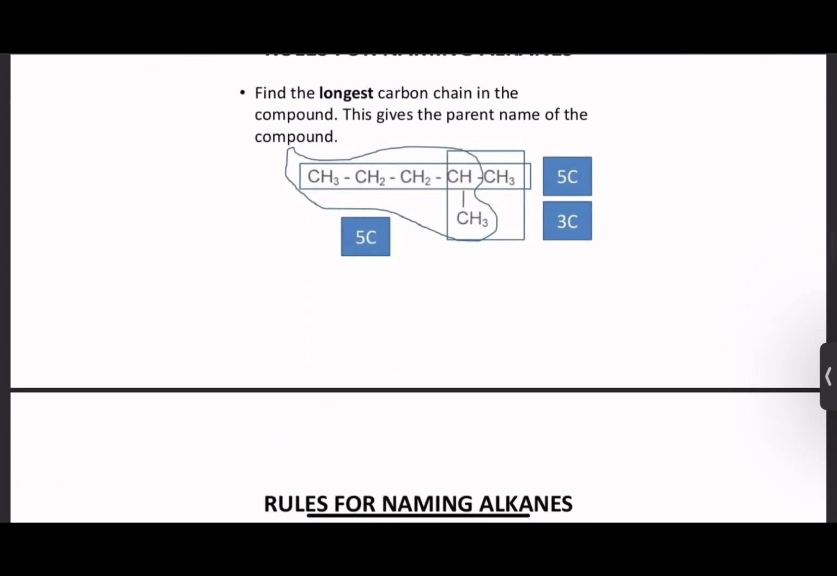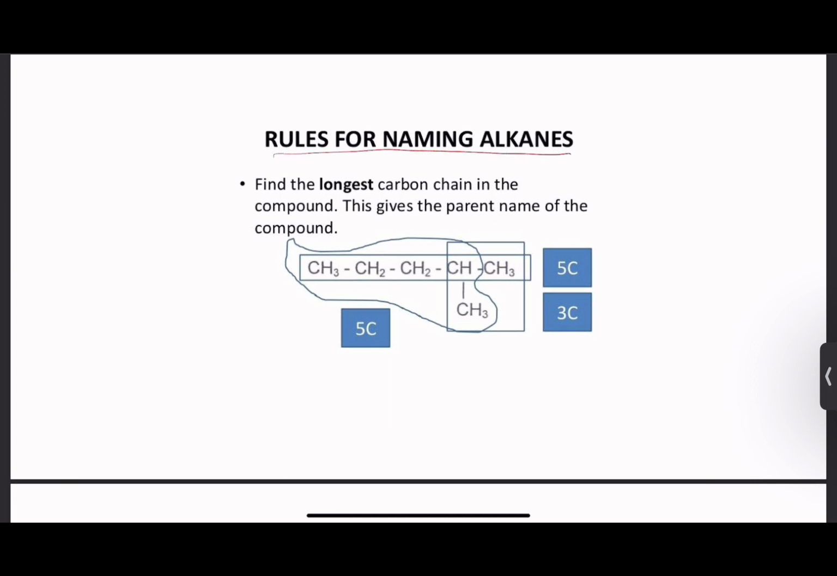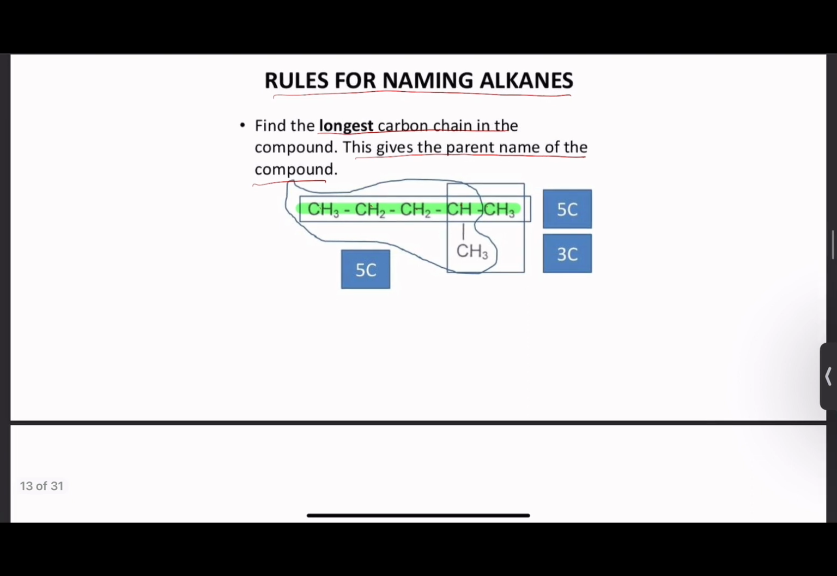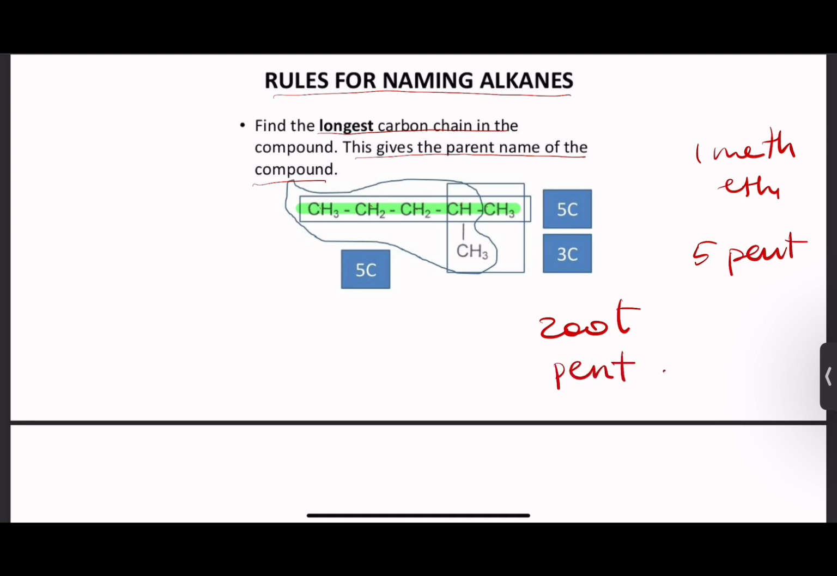Now, let's do this one, rules for naming alkanes. Find the longest carbon chain. So if you look at this guy, the longest chain over here is going to be this one. Because you have how many carbons? You got 1, 2, 3, 4, 5. Okay. Now, this gives the parent name of the compound. So it gives us the root. So if you remember, one was met, and then eth, and then at 5 it was pent, right? So pent is your root. Okay. Now we move on.